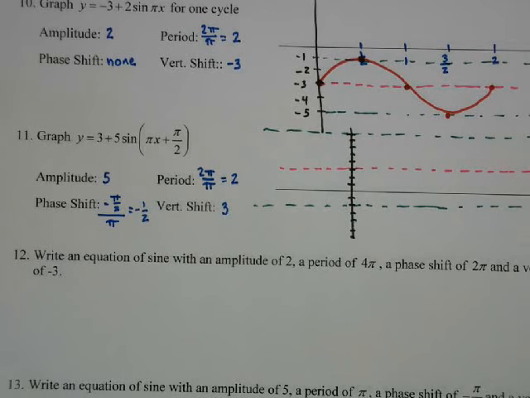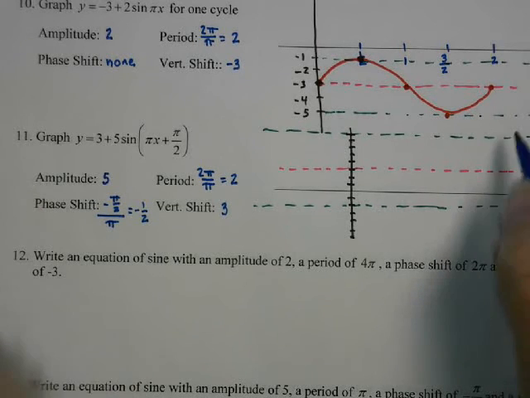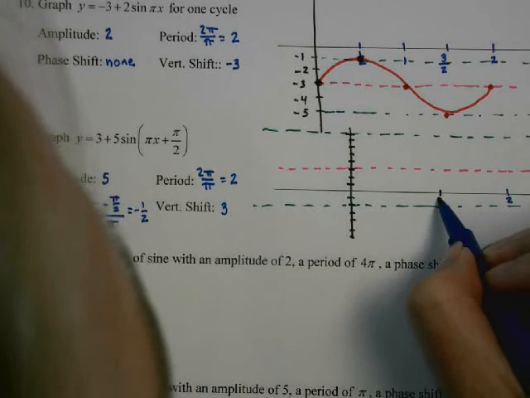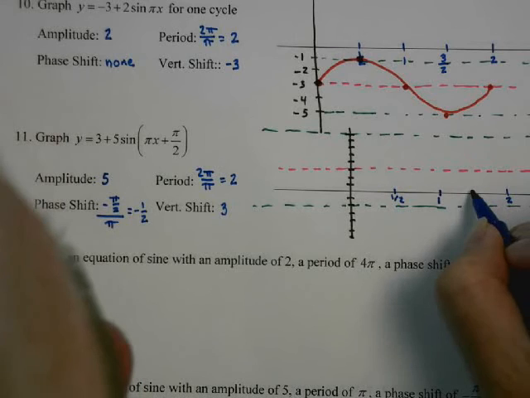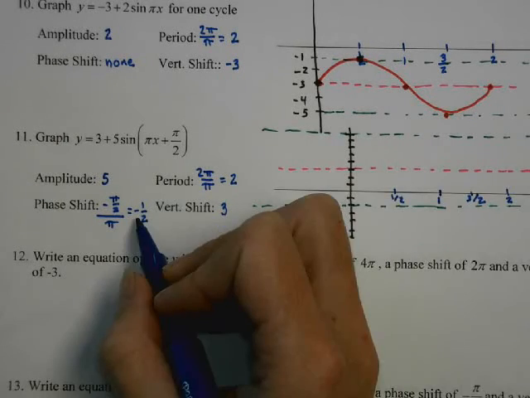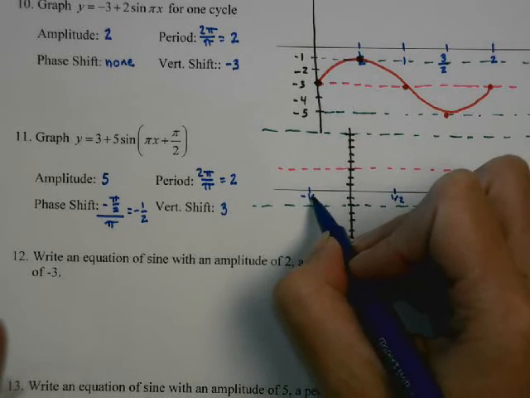Now we're going to deal with the period, which is 2. So ignore the green and pink for just a second. So this is going to be 2. Cut that in half to get 1. Cut that in half to get 1/2. This will be 3/2. And our phase shift is negative 1/2. So this distance back.